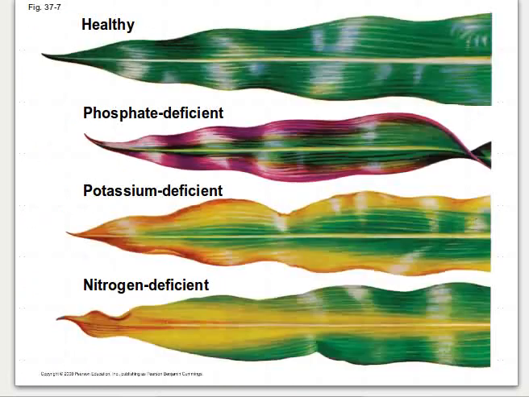And so here you can see an example from a corn leaf of what phosphate deficiency, potassium deficiency, and nitrogen deficiency might look like. So next time you're out walking in a cornfield, you might want to take a look at a few of those corn leaves and see if you can diagnose some of these nutrient deficiencies.